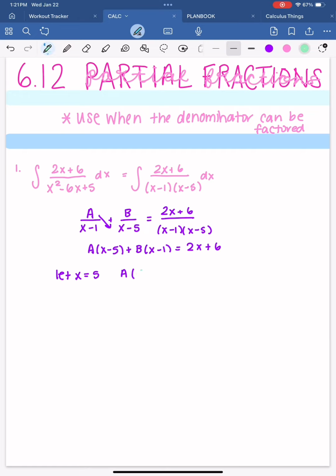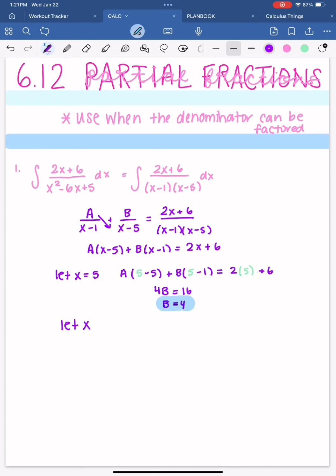Now to solve this, I'm going to pick a numerical value for x, x equals 5, so that one of the bubbles drops out. And you can see I did that in green right here. When I replace all of the x's with 5, we're easily able to solve for B and get B to be 4.